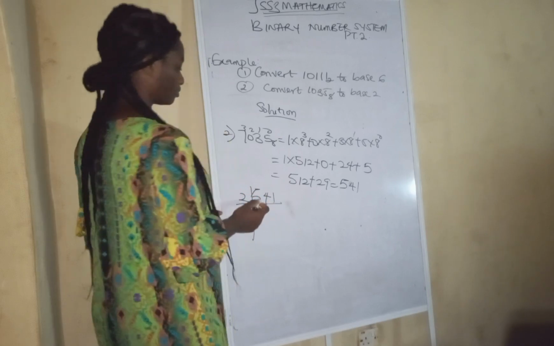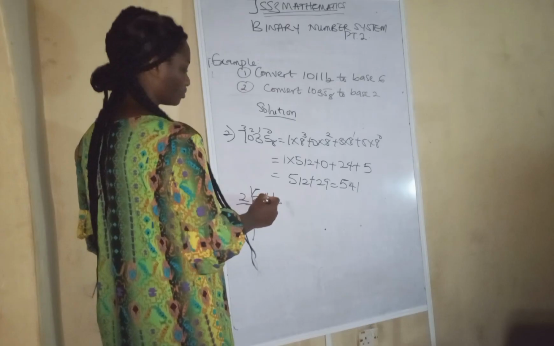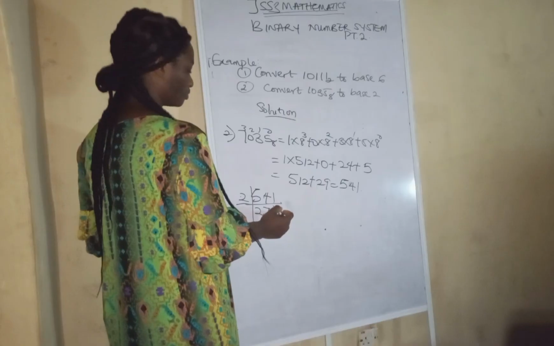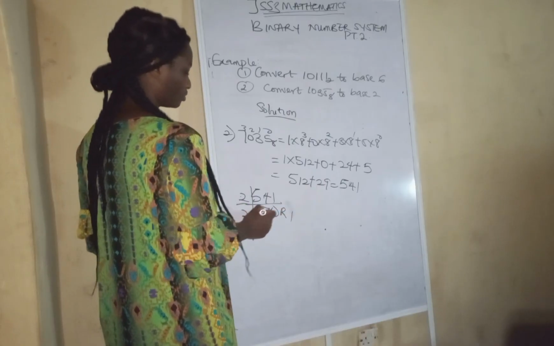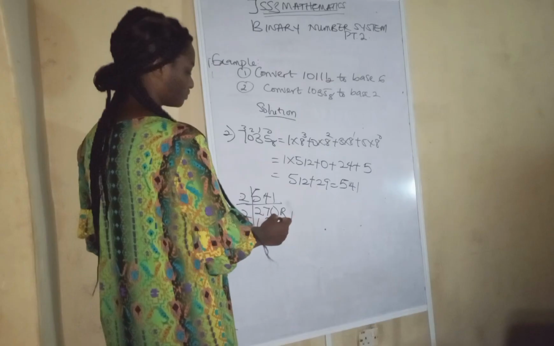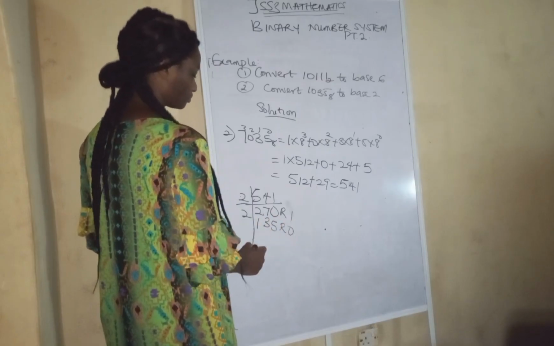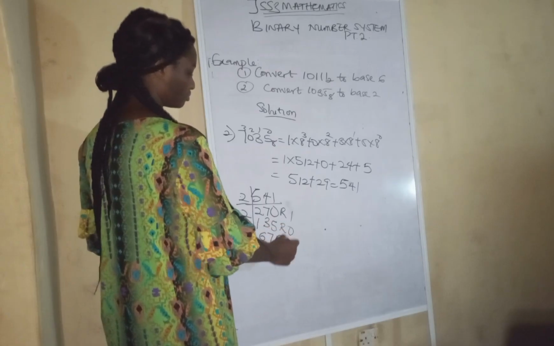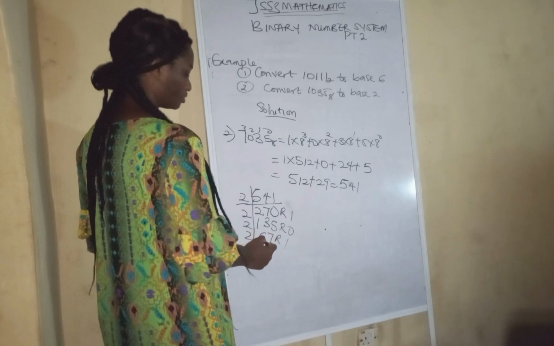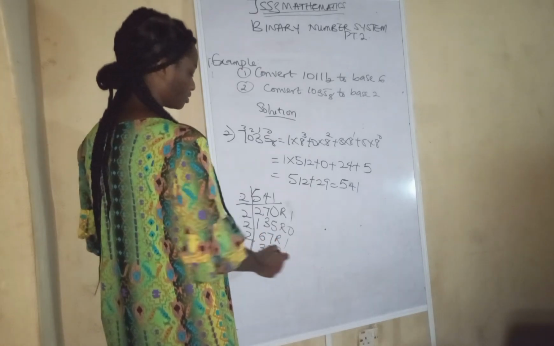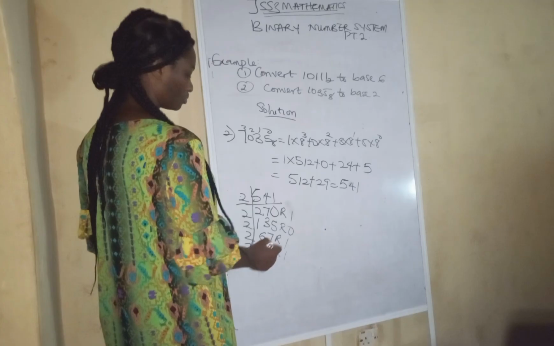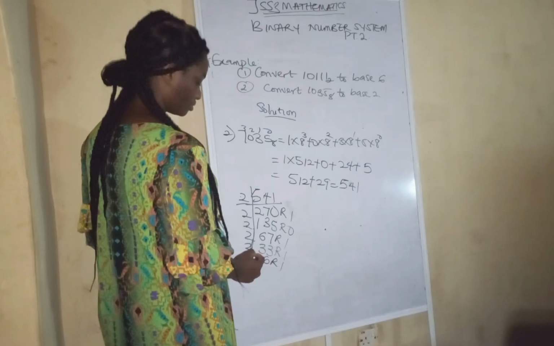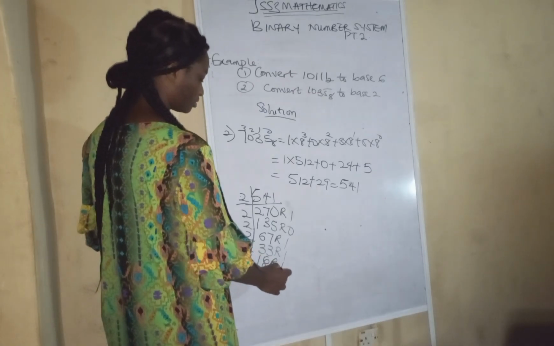So now 541 divided by 2 is 270, remainder 1. 270 divided by 2 is 135, remainder 0. 135 divided by 2 is 67, remainder 1. 67 divided by 2 is 33, remainder 1. 33 divided by 2 is 16, remainder 1. 16 divided by 2 is 8, remainder 0. Okay, so this is 8, remainder 0.